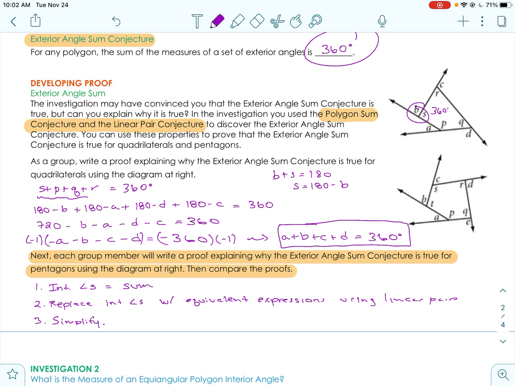Now, you're going to do this on your own, and I'm going to tell you right now, this is a very good opportunity to be prepared for either a bonus question on a quiz or on a test. Being able to prove the exterior angle sum conjecture for a polygon is a good question for a bonus question on a test or a quiz.